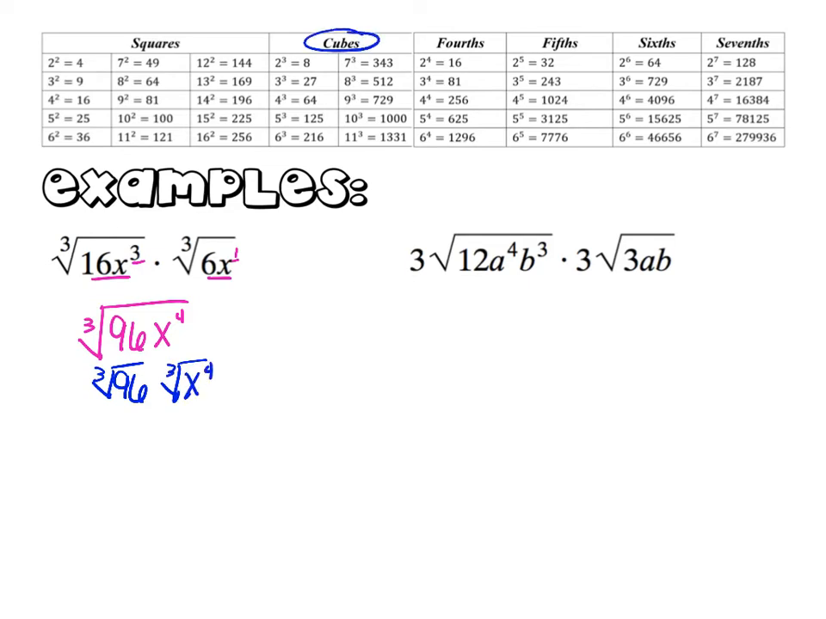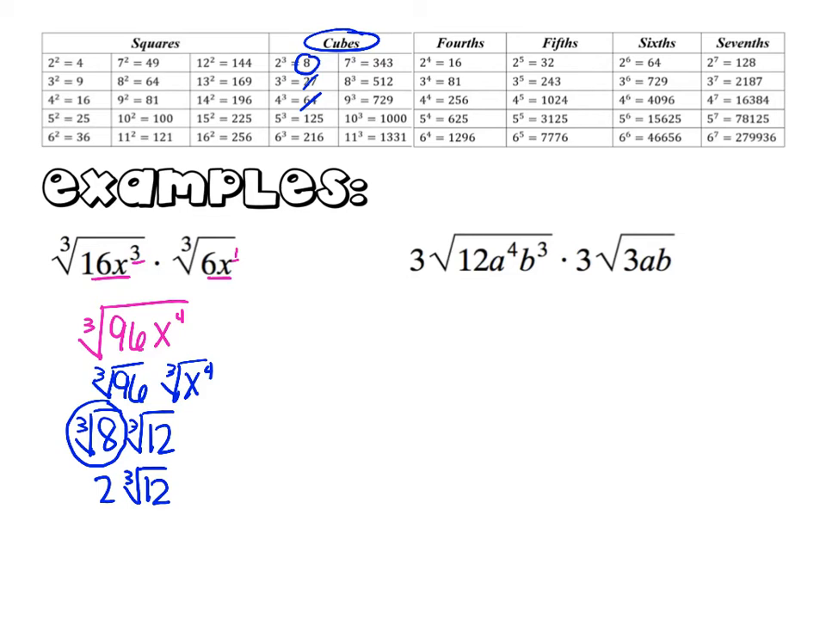96, what perfect cube can I divide 96 by? Well, I want to find the biggest, but 64 doesn't work and 27 doesn't work. 8 does. It's 8 times 12. So I can break that into 8 times 12, or the cubed root of 8 times the cubed root of 12. The cubed root of 8 was 2. So I get 2 cubed roots of 12. Right? Then the cubed root of x to the fourth.